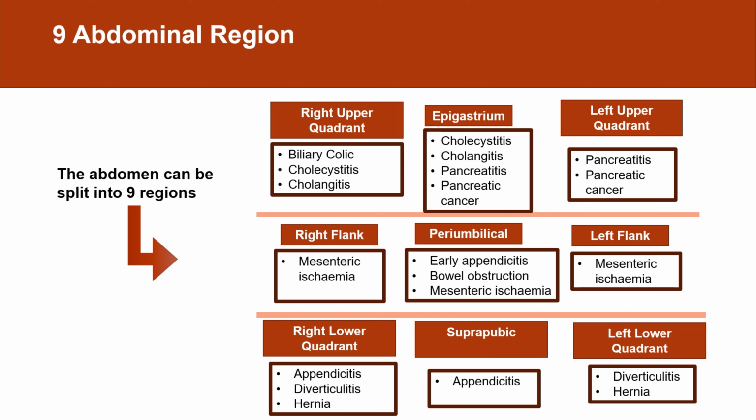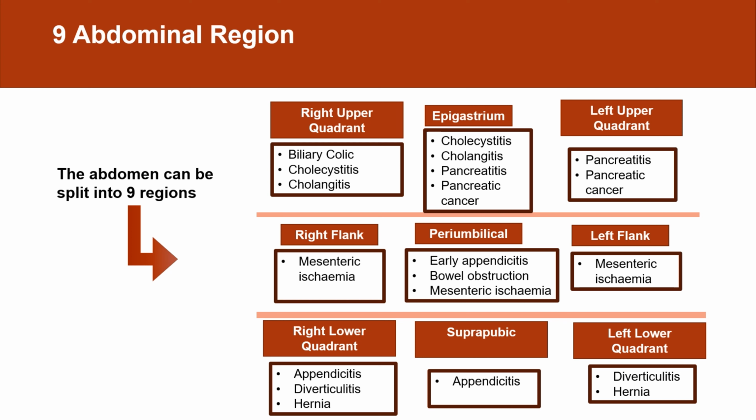Now, if we move on across to the epigastrium, the upper middle part of the abdomen, the organ that's found in this area is the pancreas. So an important condition to remember is pancreatitis and pancreatic cancer. But also it's important to remember that the gallbladder can extend from the right upper quadrant into the epigastrium area. So you might get symptoms of cholecystitis and cholangitis being presented as epigastric pain.